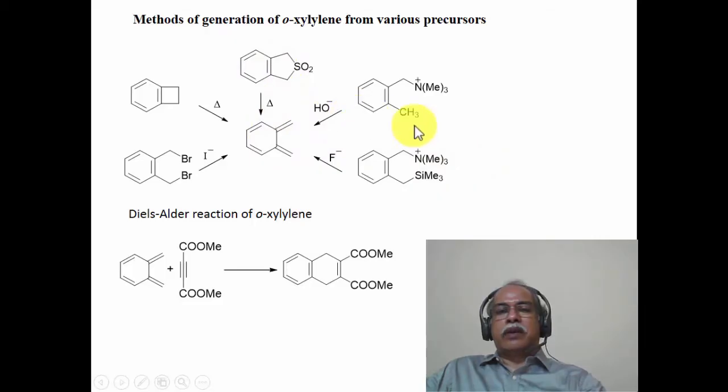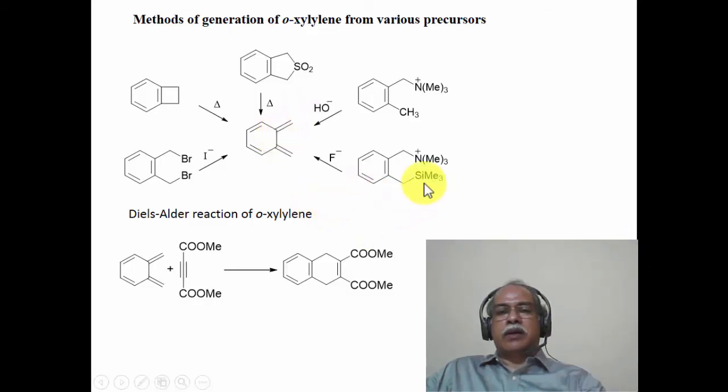Here is an example of a Hofmann elimination. This is essentially a 1,4-elimination of the amine. The hydroxide base abstracts the hydrogen from this methyl, producing a carbanion here. That carbanion undergoes rearrangement with the elimination of the trimethylamine, for example, to produce the ortho-quinodimethane.